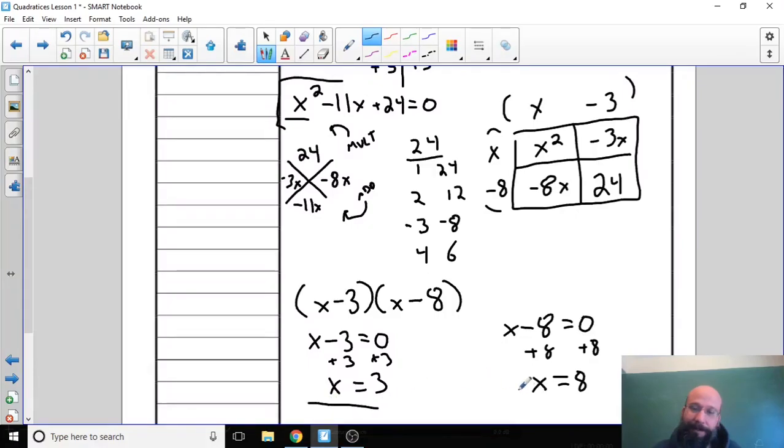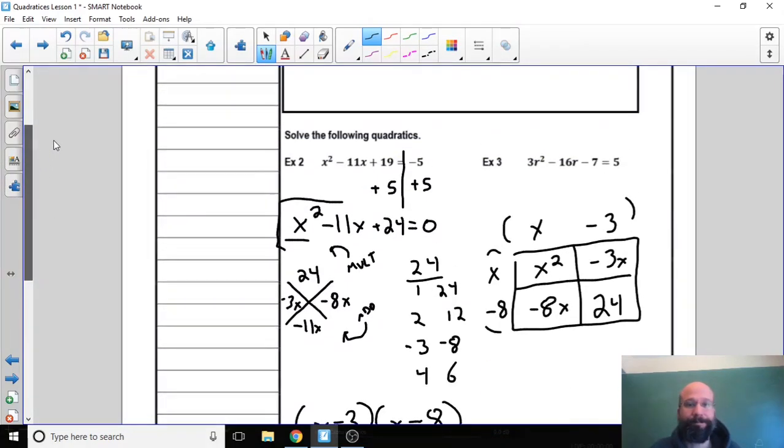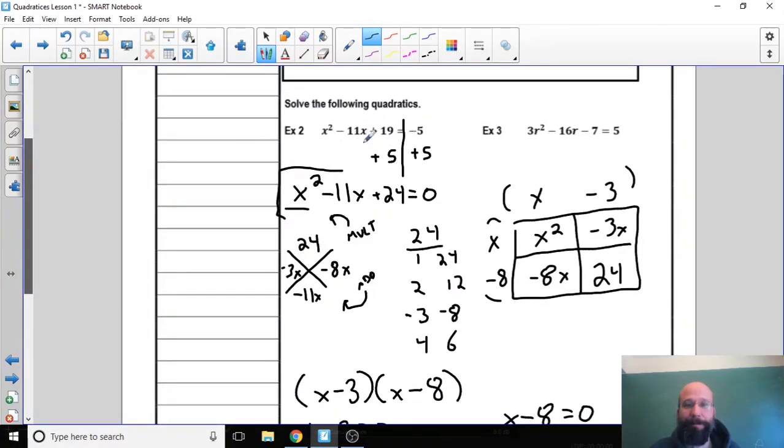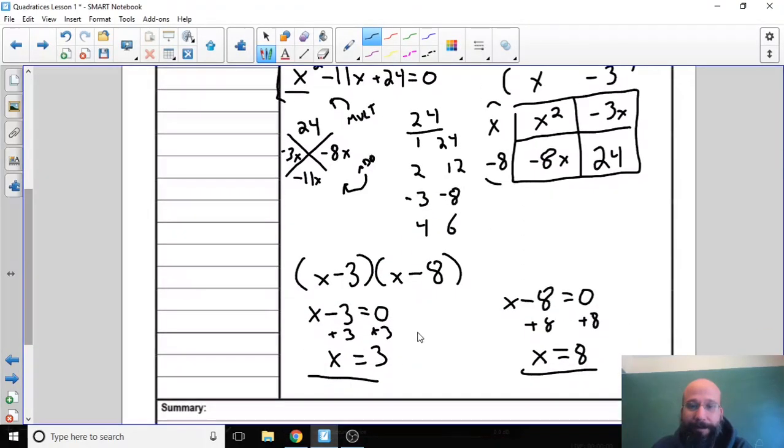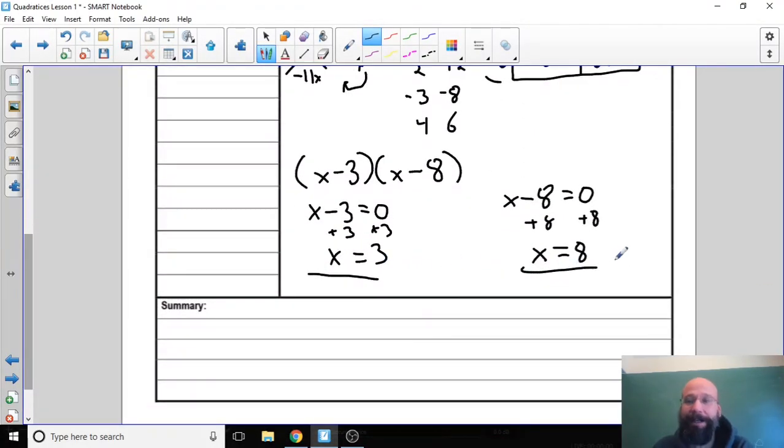This is my answer. So I'm going to go back to Desmos and check to see if I get 3 and 8. I'm going to put in the original problem. I'm not even going to do it here. I have the original problem in Desmos, and I'm going to look at this quadratic to see where it crosses the x. It crosses the x at 3 and at 8. So I go back to this one, and the answers I got are 3 and 8, so I know I did it right.